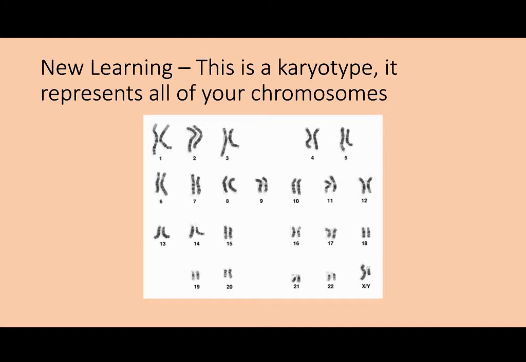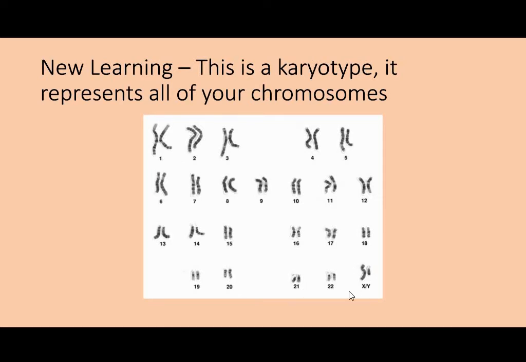Okay, so we're going to look at the issue of how we determine the sex of children. Basically, how do we know we get boys and girls? So this picture here shows you something called a karyotype. It represents all of your chromosomes, okay? And you'll notice that they are paired up and numbered 1 to 22.